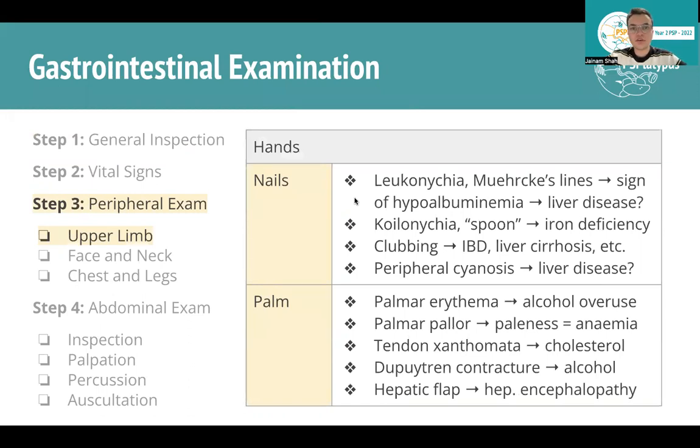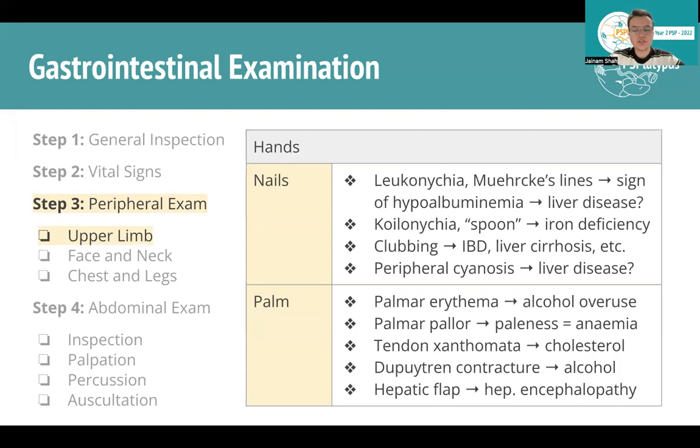All right, now moving on to the peripheral examination, we first start with the upper limbs. When we look at the hands and specifically at the nails, we're looking for things like leukonychia and Muehrcke's lines. Now, whenever I say these terms, and some of them might be a bit new or seem a bit strange, it's definitely a good idea to have a look at these online, just so that you have an idea of what you're actually physically looking for, rather than going into the OSCE and saying, oh, I'm going to look for leukonychia, but then not really knowing what it looks like. These 2 types of morphologies are actually signs of hypoalbuminemia, which is a potential sign of liver disease.